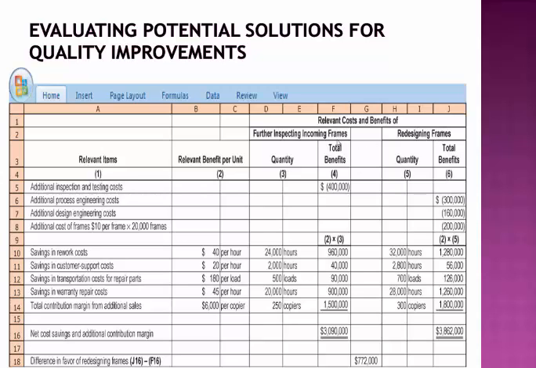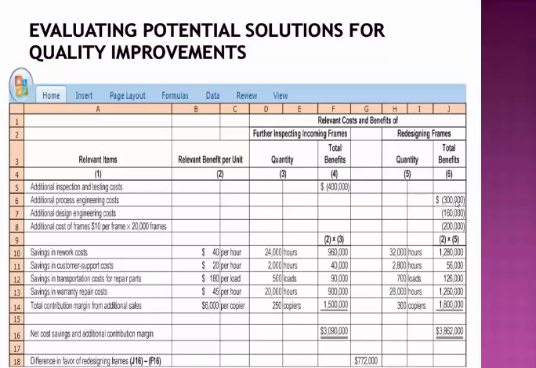If we go with solution A, it is going to cost us an additional $400,000 for inspection and testing. If we go with B, it's going to cost us an additional $660,000. We are going to have some process engineering, some design engineering, and actually additional cost of the frames, because recall that we said we were going to make them more structurally sound. We're going to strengthen them. All right, so $400,000 versus this $660,000.